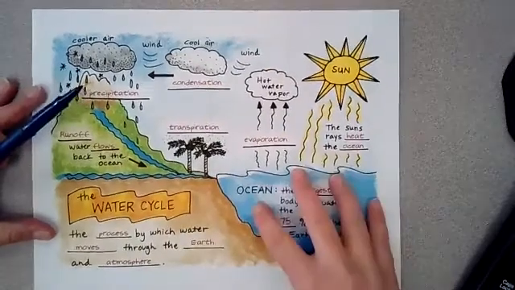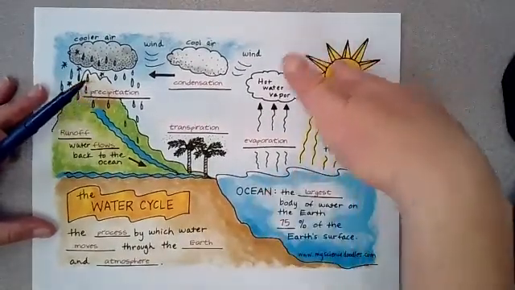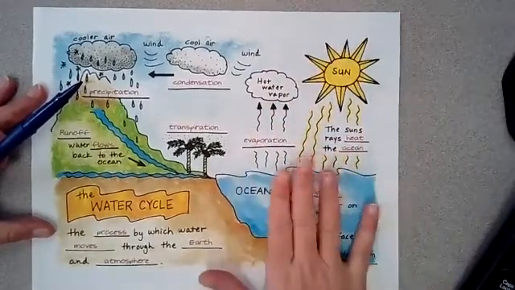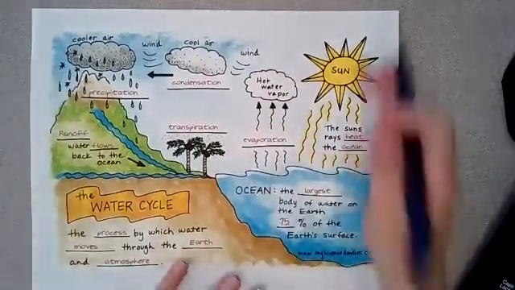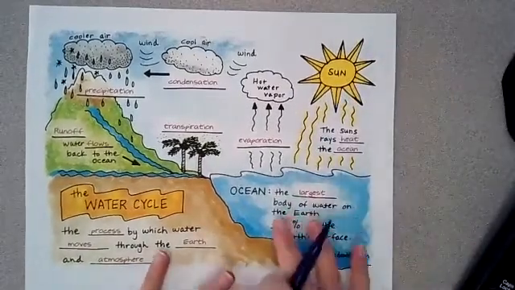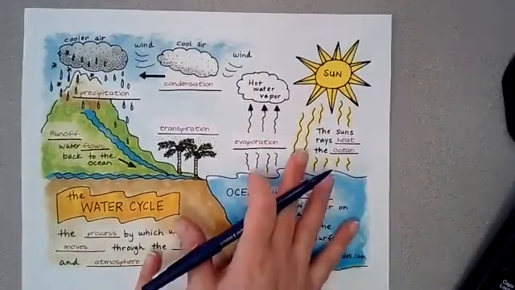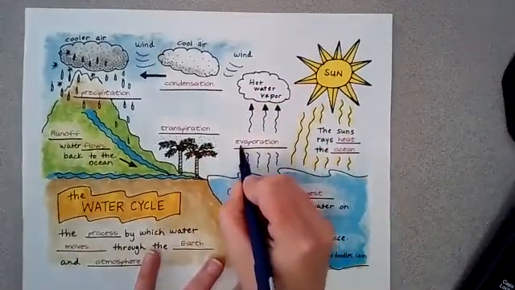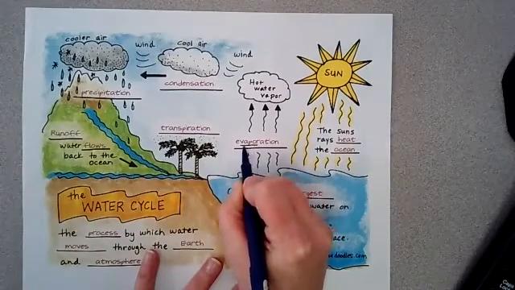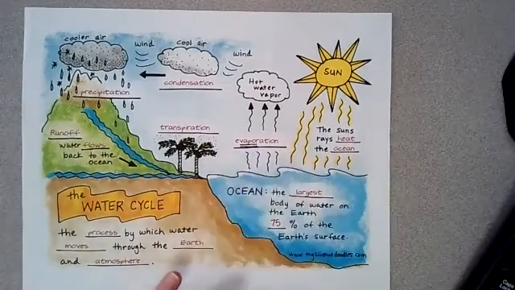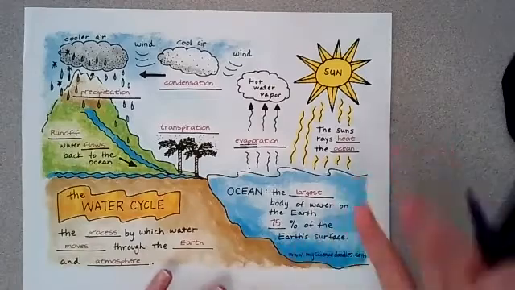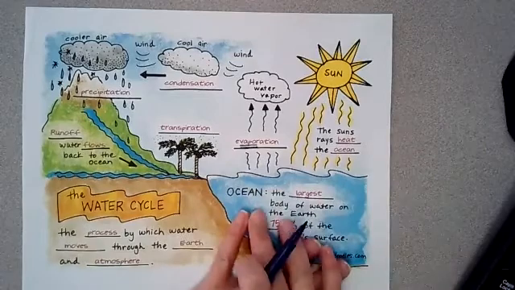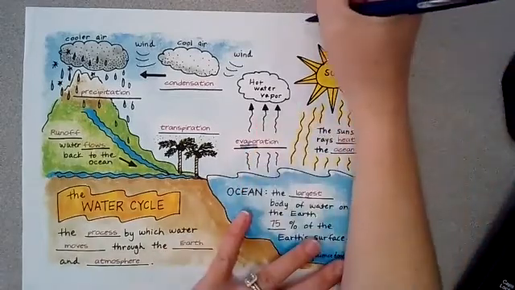Okay, so it starts off in the ocean, and the sun shines down. The energy from the sun powers the water cycle. So the sun shines down, and the water is evaporated and it turns into a vapor. I want you to underline the word vapor and evaporation, because if you see the word vapor, that means that you're in the evaporation process, okay? So the water evaporates.